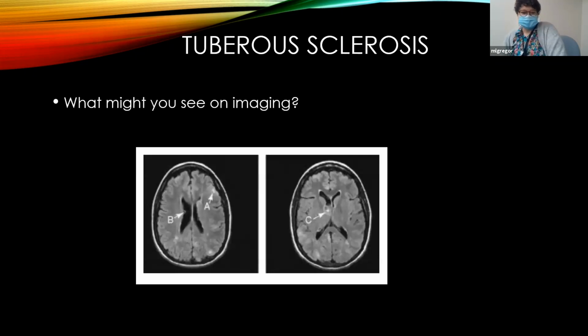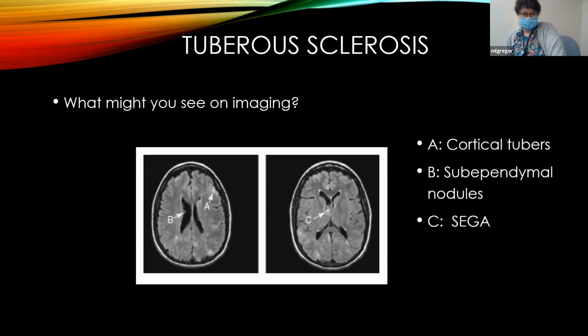So what might you expect to see on imaging? Number one thing that you're going to see, cortical tubers. I know of one case where a child had genetically confirmed tuberous sclerosis and had no cortical tuber, but I've heard of one. Almost everybody is going to have it. And subependymal nodules as well.